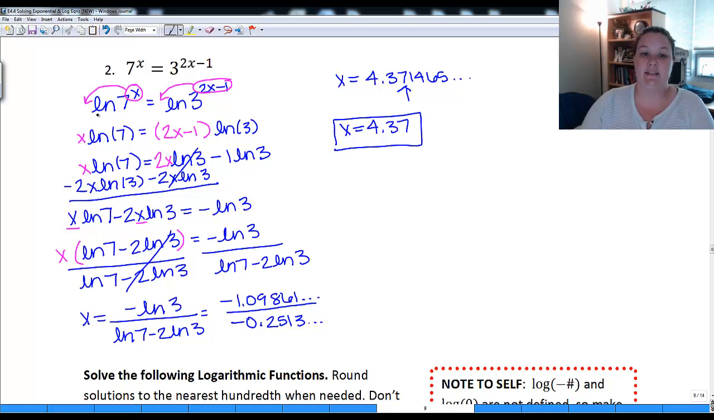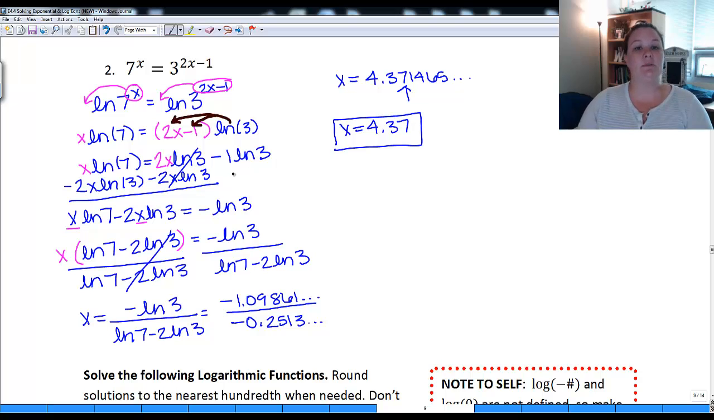So I'm going to take the natural log of both sides so that I can bring down this x, and so I can bring down this 2x minus 1. Now, when I bring that down, notice I have 2 terms, so make sure you use parentheses, because now I'm going to distribute this log 3 to both of those terms. So on the right-hand side, I have 2x log 3 minus 1 log 3.